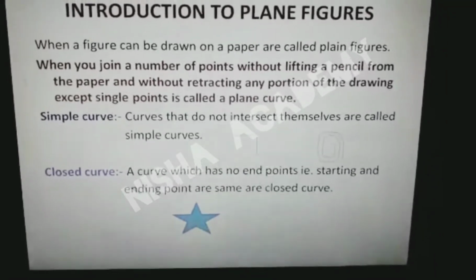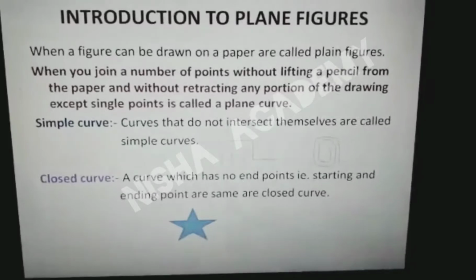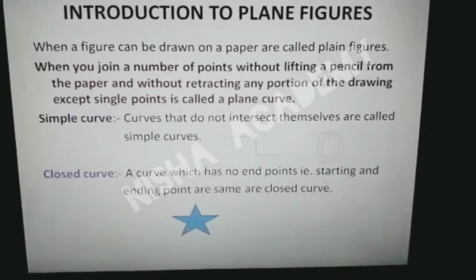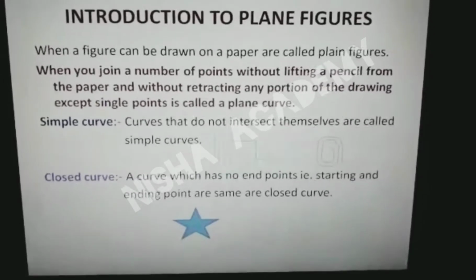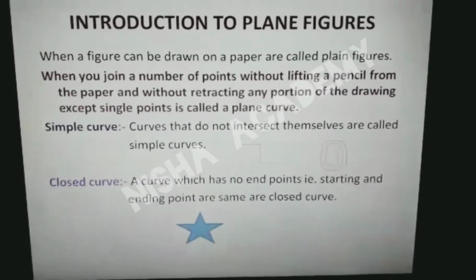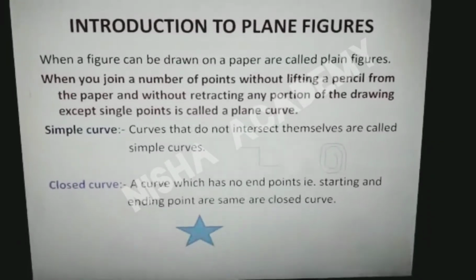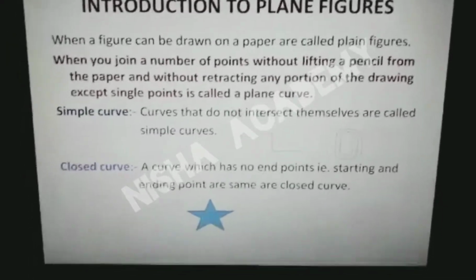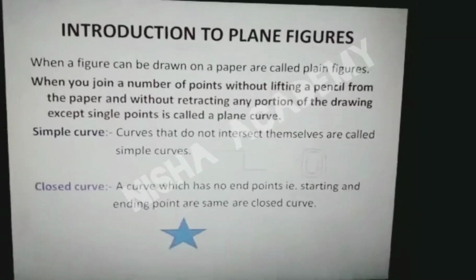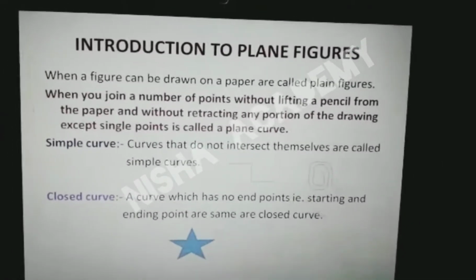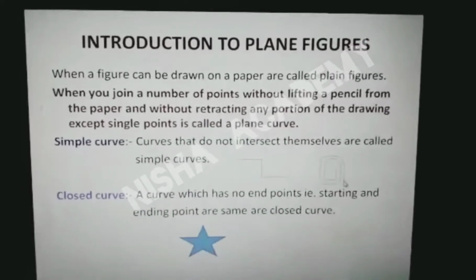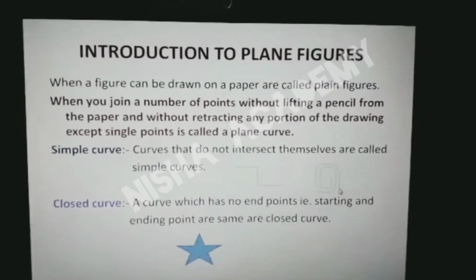Now in plane figure there is a plane curve. What do you mean by plane curve? When you join a number of points without lifting a pencil from the paper and without retracing any portion of the drawing except a single point, it is called a plane curve. Suppose here this is a circle, we'll start from here and we continue to do this. This is a plane curve.